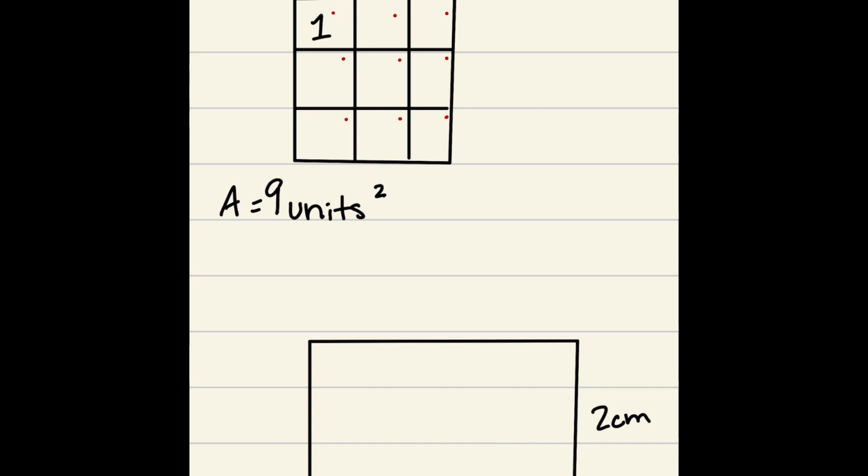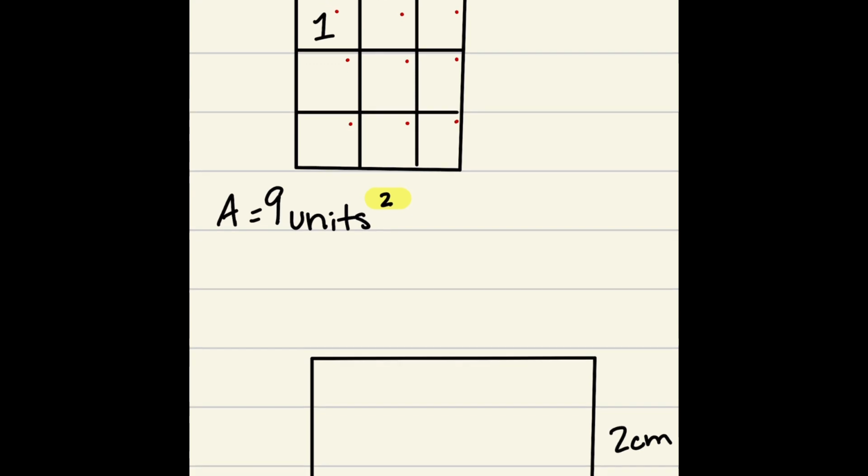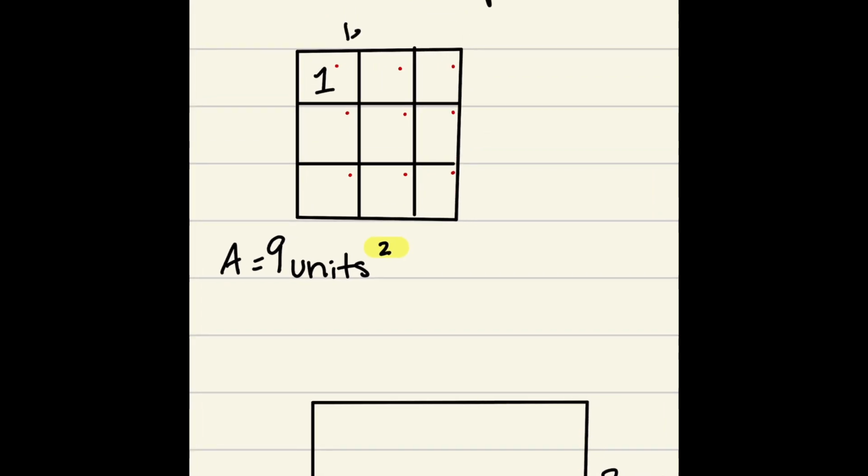So let's talk about why we need this squared sign. Because really what we are doing is one side times another side. So the inside of it is going to be squared because we're using 2 dimensions. We are using the length and the width. I'm going to explain that a little more in a minute, but for now, let's move on.